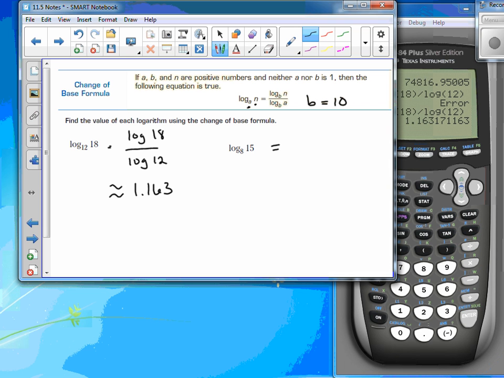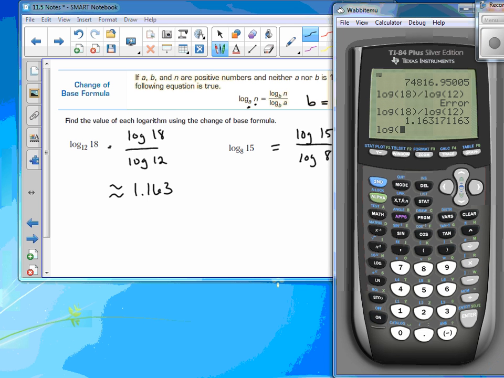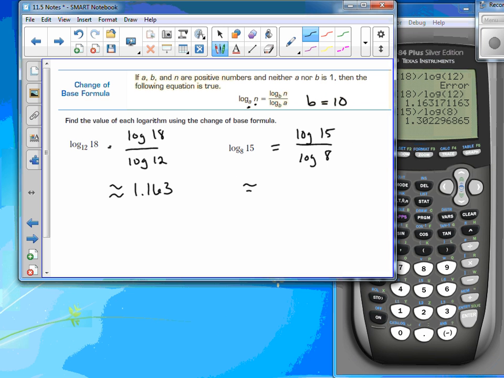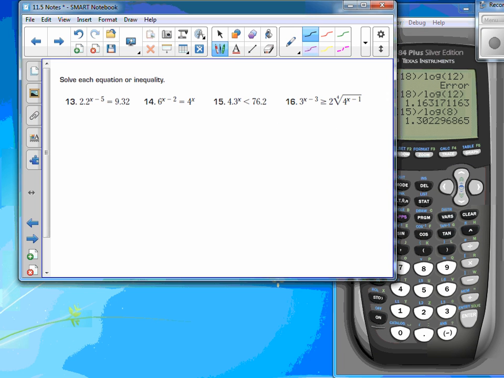So again, log base 8 of 15, you have log base 10 of 15 divided by log base 10 of 8. Just hop on over here and type that in. You don't have to search for any buttons. 1.302. Okay? That's the change of base formula. That's kind of an old formula that's gotten a little bit out of date because the calculators have gotten super fancy, but I still think it's worth mentioning. All right, so that's learning target 12. Again, learning targets 11 and 12 weren't super fantastic. But learning target 13, this is good stuff.